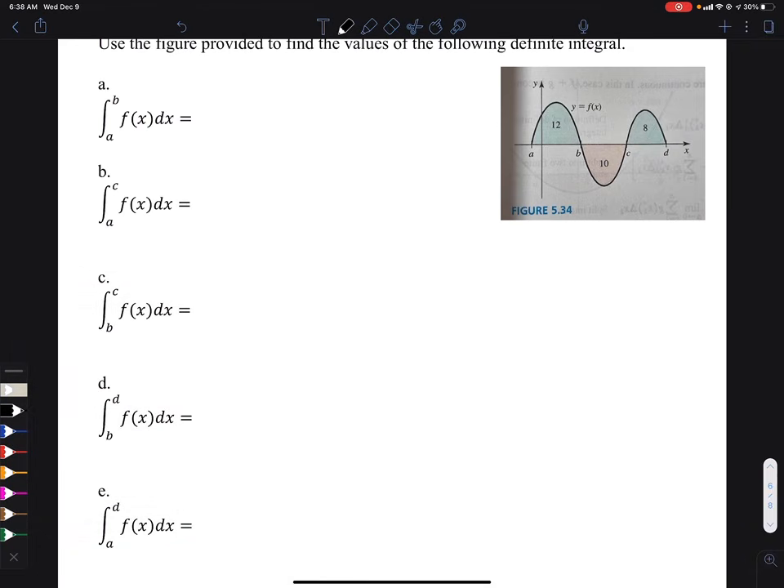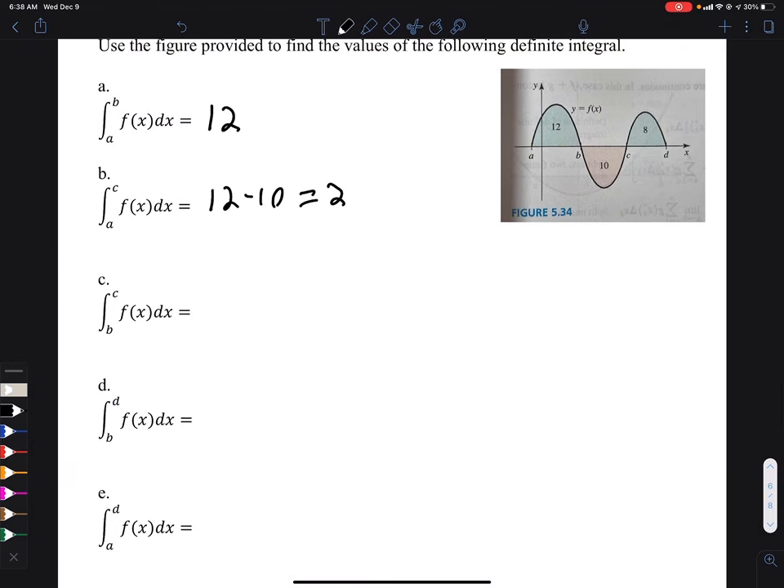All right? Welcome back. The first one, we're going from A to B. The area is 12, so that answer is going to be 12. The next one, we're going from A to C. So that area is positive. That area is going to be negative. Well, it's not a negative area. We're doing net area. So you subtract that area, which is 10. So it's going to be 12 minus 10, which is 2 for the net area.